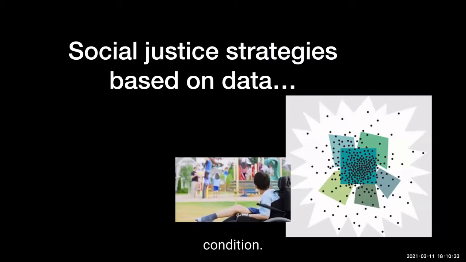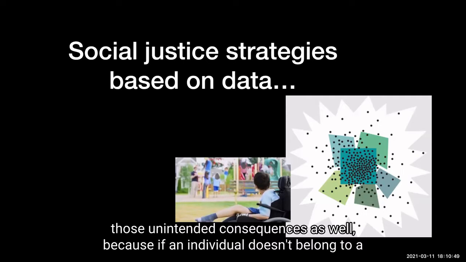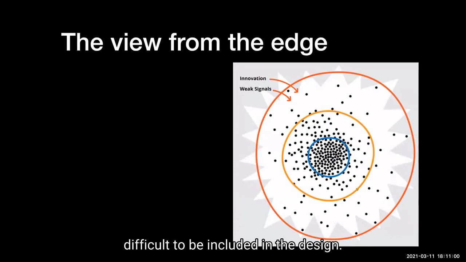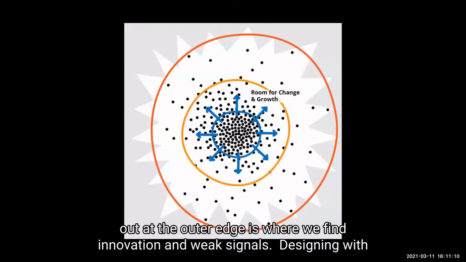Classificatory strategies, which are used in many equity and accessibility strategies, cause those unintended consequences as well, because if an individual doesn't belong to a classificatory group or is stranded out at the outer edge, it becomes even more difficult to be included in the design. This doesn't just harm people at the margins, as I've said, but all of us, because out at the outer edge is where we find innovation and weak signals. Designing with the edge leaves room for change and growth for the majority.